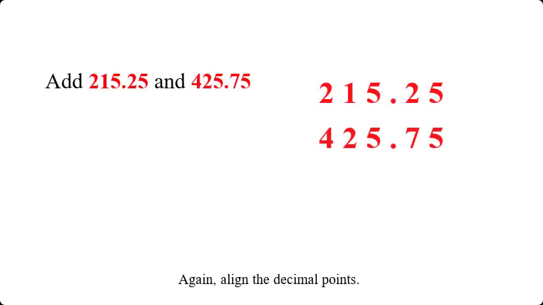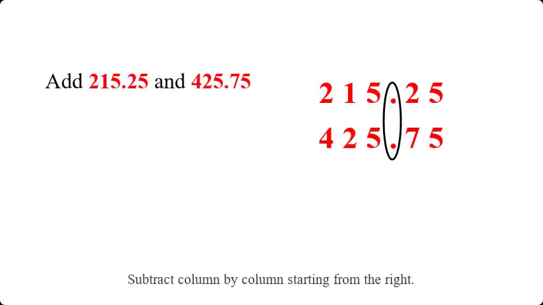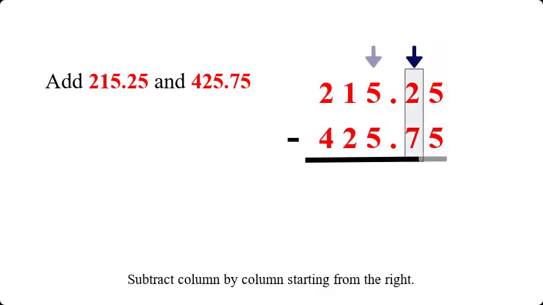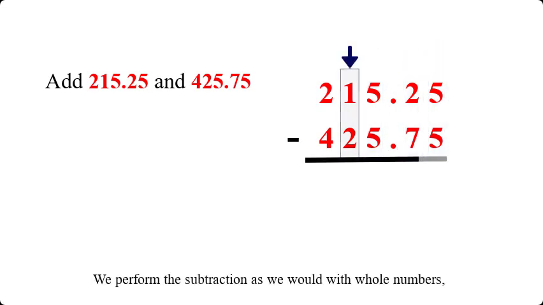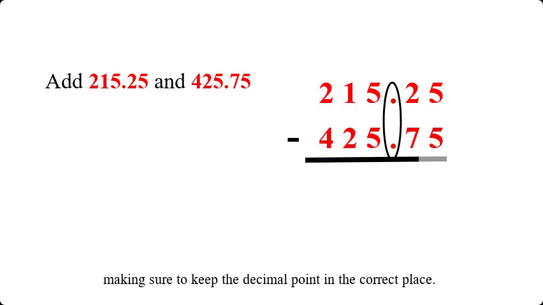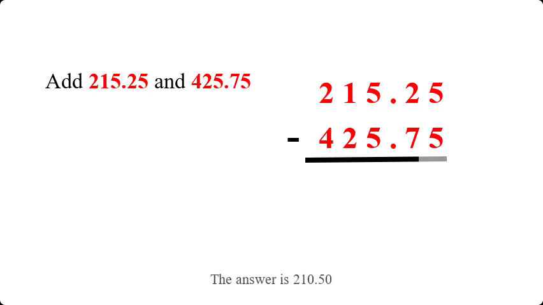Again, align the decimal points. Subtract column by column starting from the right. We perform the subtraction as we would with whole numbers, making sure to keep the decimal point in the correct place. The answer is 210.50.